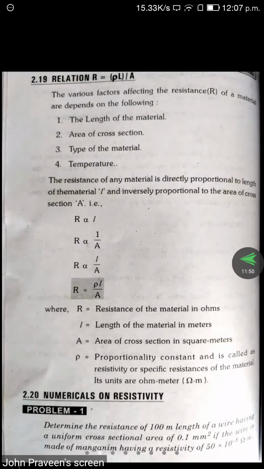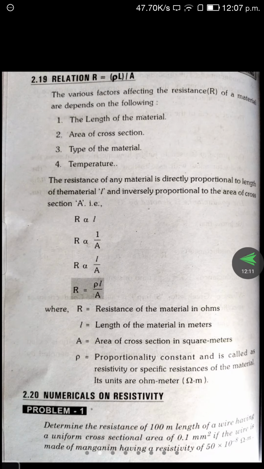So taking the first and second factors, length and cross section area, we can draw two equations. First one, R is directly proportional to L. Second one, R is inversely proportional to A. That means the resistance is directly proportional to length and inversely proportional to the cross section area.